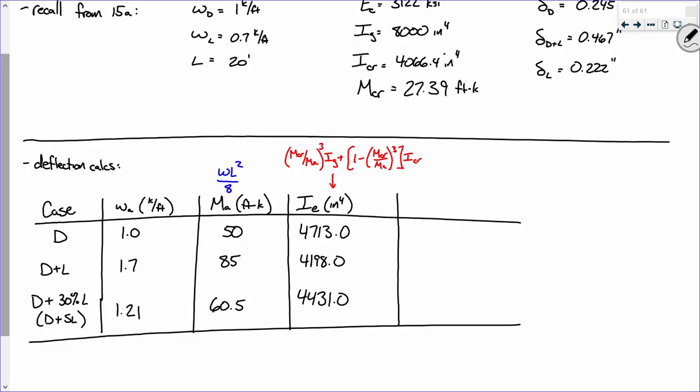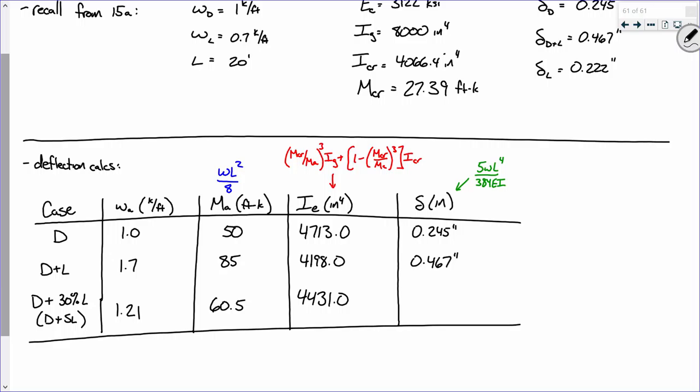Okay. All right. So we then used that value to do what? Compute deflection. Now, we have a simply supported beam with a uniformly distributed load, so the deflection is 5WL^4/384EI. Here's your moment of inertia. Your E is the 3122 KSI. When we did that last time, we got 0.245 and we got 0.467. So what are we going to get for this one?